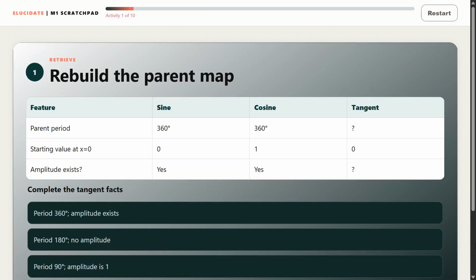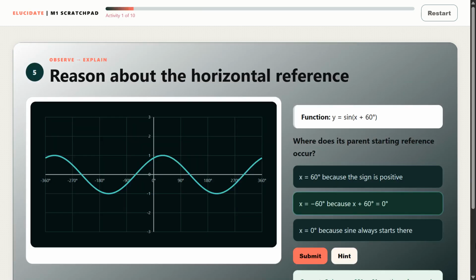In the scratch pad, we want the x value where the parent cycle begins. The question asks, for y equals sin(x plus 60 degrees), where is the parent starting reference? The answer is x equals -60 degrees.